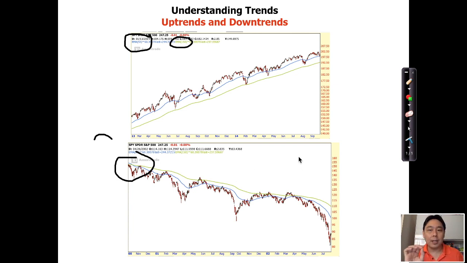So let me again emphasize that the slope of the moving average is really important. When the 50 and 150 are sloping up, it's a clear uptrend. When they're both sloping down, it's a clear downtrend. So once you understand this, you know exactly when to enter and exit a specific ETF.